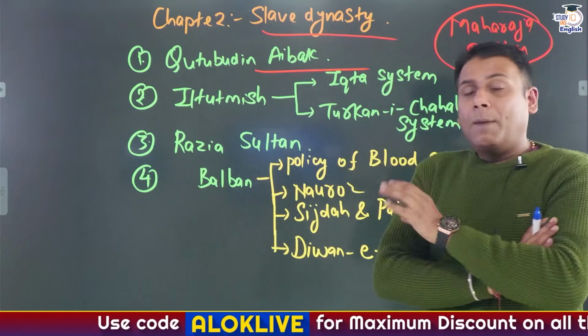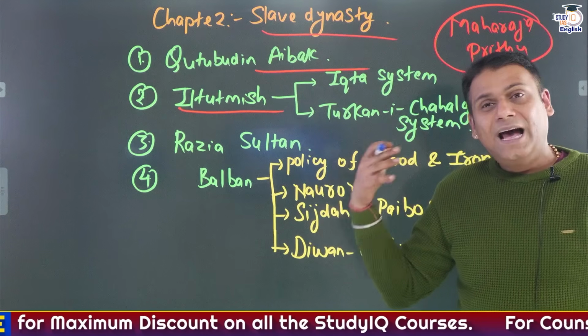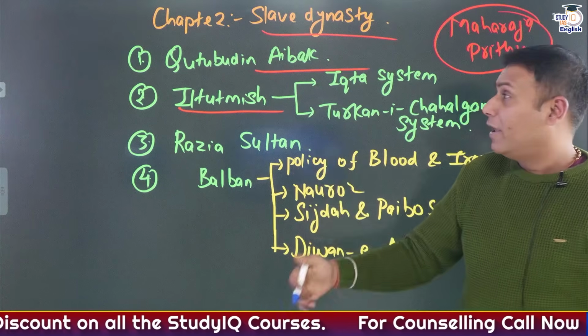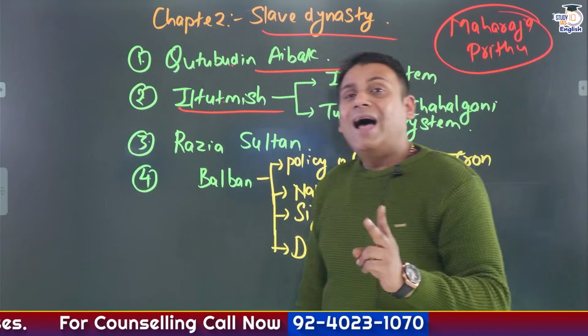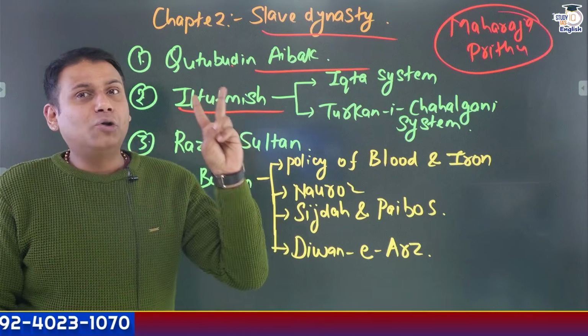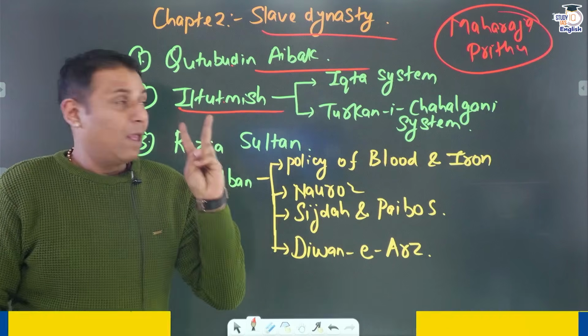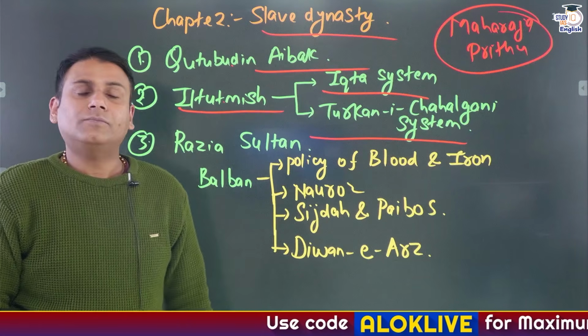Apart from this, then study about Iltutmish. Study the entire thing about Iltutmish. How did he come to power? He was slave as well as son-in-law of whom? Qutbuddin Aibak. Now, as a part of Iltutmish, whenever you are studying all the things, please do not miss two important aspects. One was the Iqta system, the other was the Turkani-Chahalgani system.